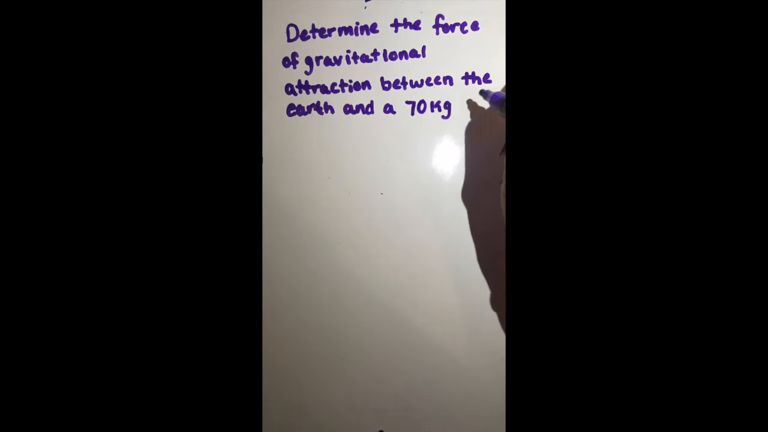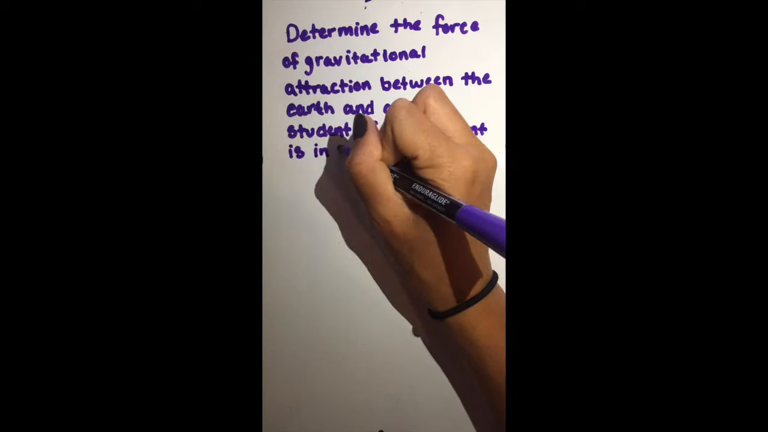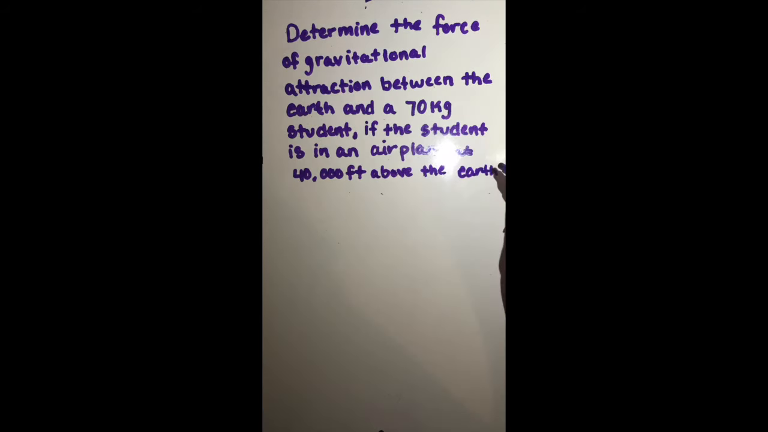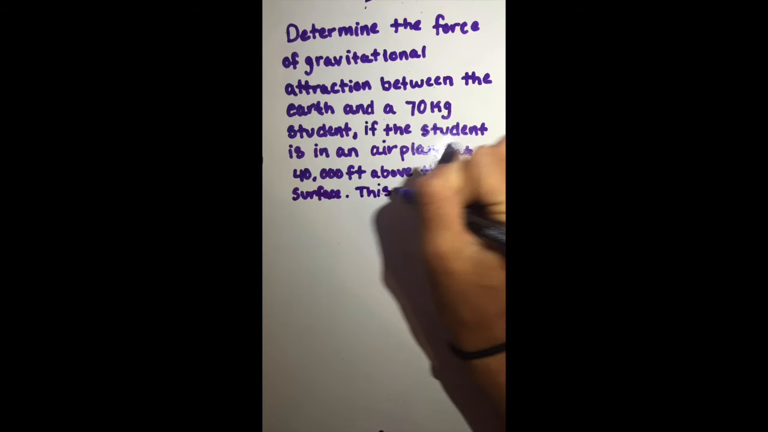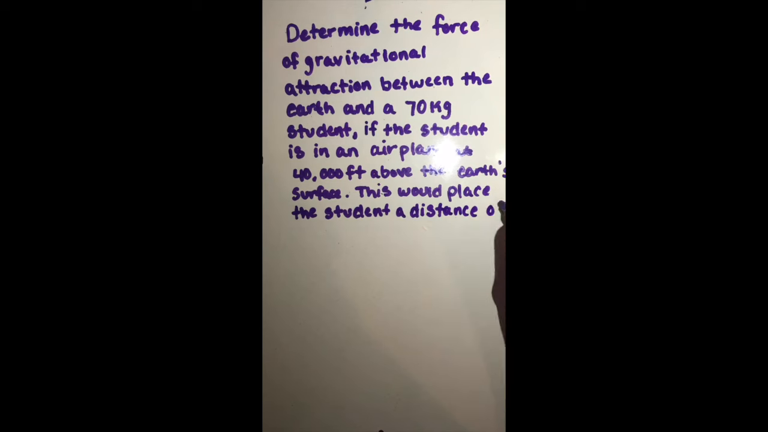Determine the force of gravitational attraction between the Earth and a 70-kilogram student if the student is in an airplane at 40,000 feet above Earth's surface. This would place the student a distance of 6.39 times 10 to the 6 meters from Earth's center.